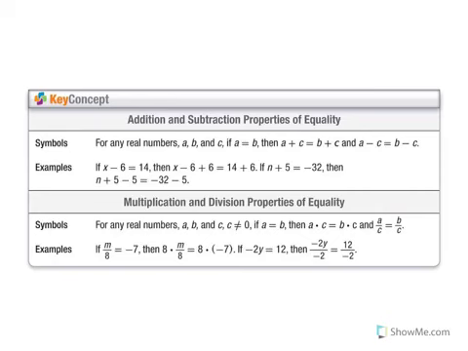Next we have the addition and subtraction properties of equality. What you do to one side, you do to the other. So if you add 5 to one side of the equal sign, that means you add 5 to the other. Same with subtraction. The multiplication and division properties, basically if you multiply one side by 8, you can multiply the other side by 8. What you do to one side, you have to do to the other. Same thing for division.